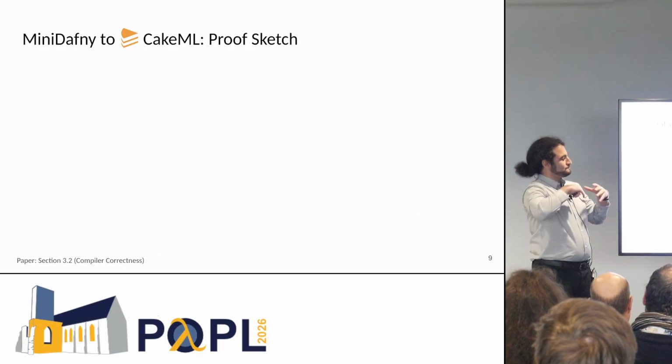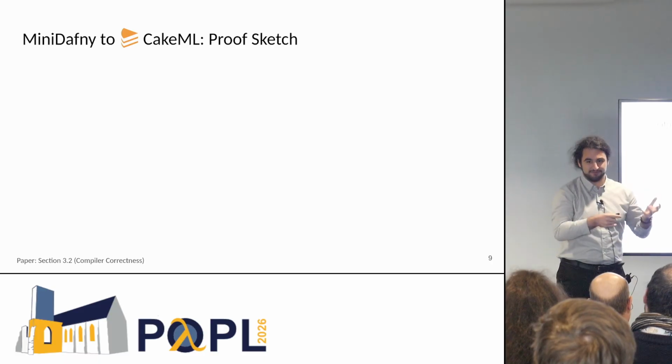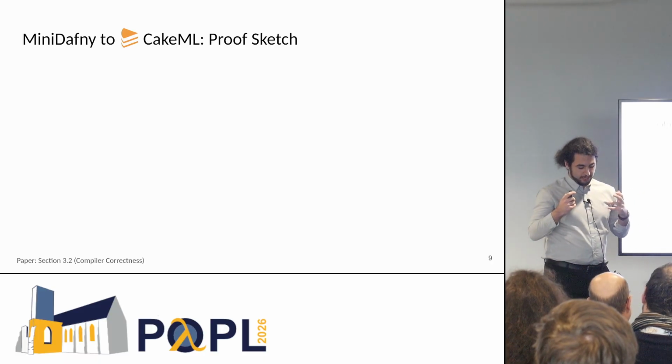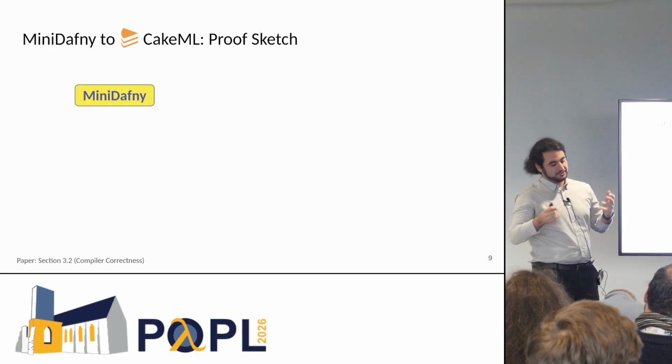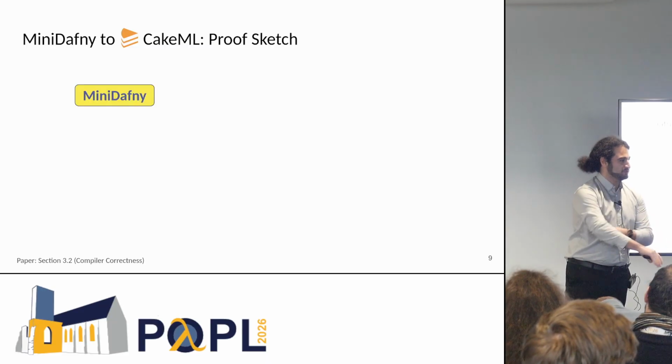But how do we know that the Dafny to CakeML compiler is correct? Well, to know that, we first need to define what it means to have a Dafny program, right? We first need to define semantics.